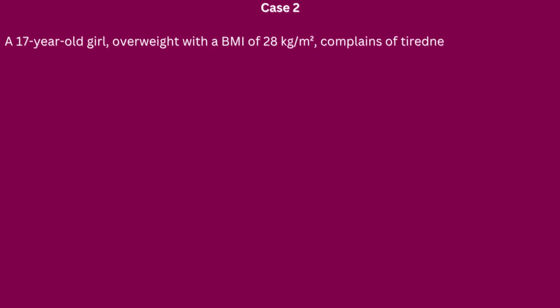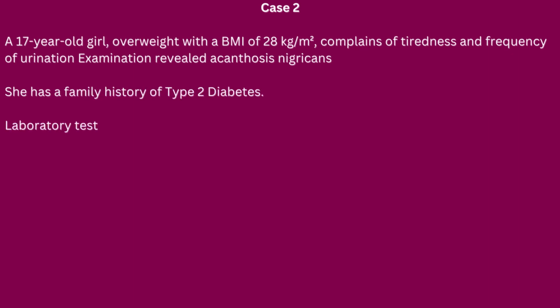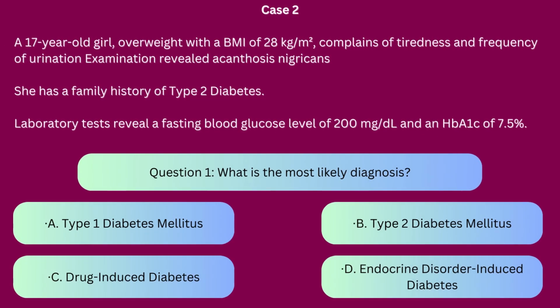Case number 2. A 17-year-old girl who is overweight with a body mass index of 28 kg per meter squared complains of tiredness and frequency of urination. Examination revealed acanthosis nigricans. She also has a family history of type 2 diabetes, and laboratory tests reveal fasting blood glucose of 200 mg per deciliter and a hemoglobin A1C of 7.5%. Question number 1. What is the most likely diagnosis?